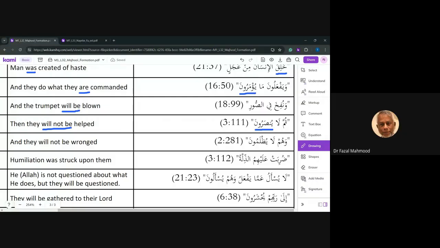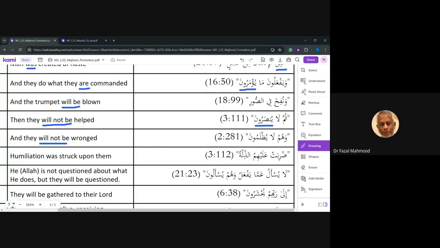Can you see the next line? Only the next line. They will not be wronged. Will not be wronged. Will be wronged. This is passive meaning. This is Mazhool in English. Yuzlamuna. Yuzlamuna. Okay, next.